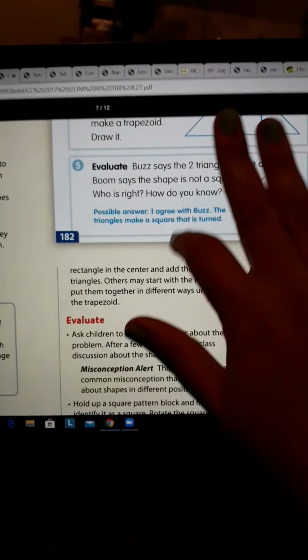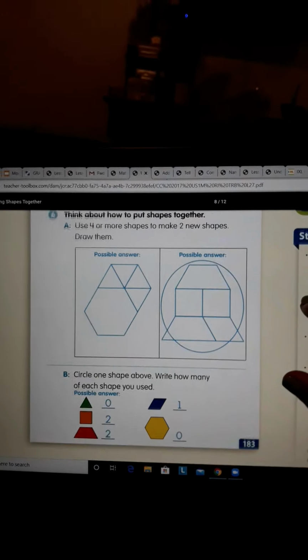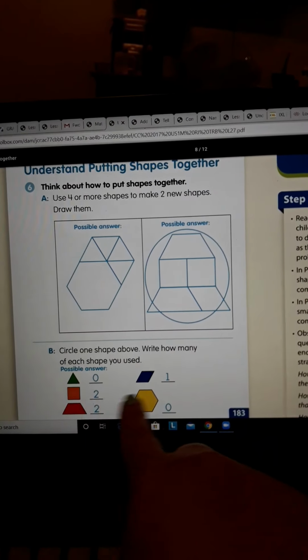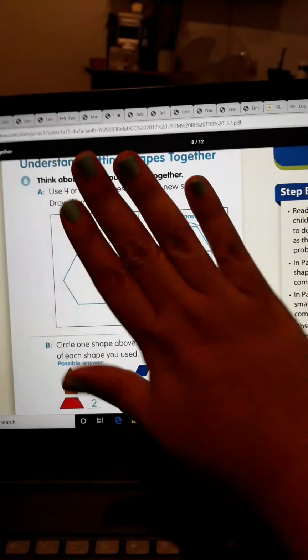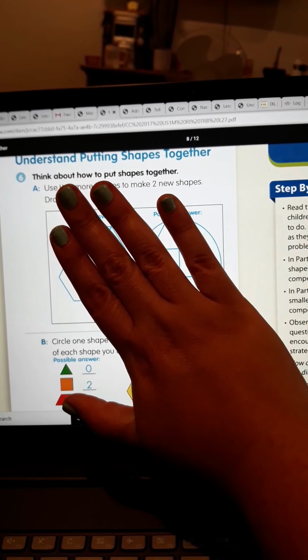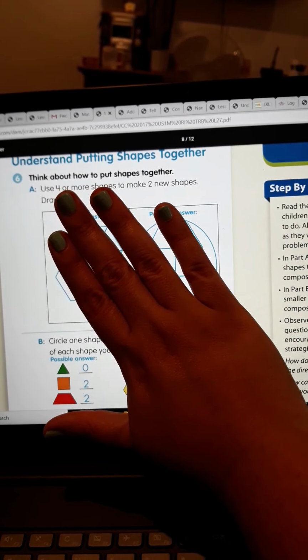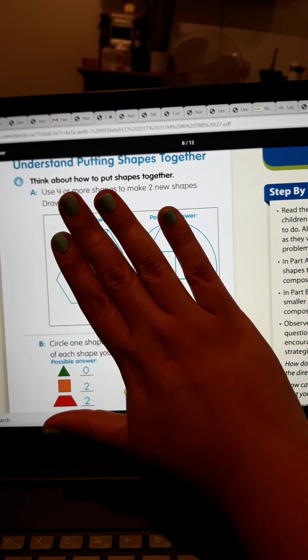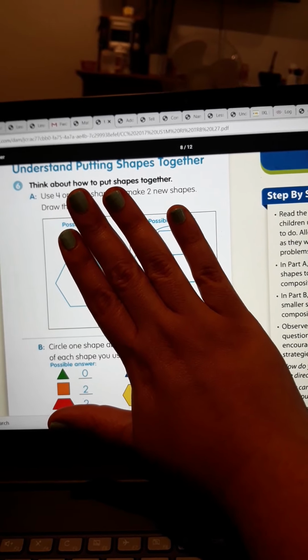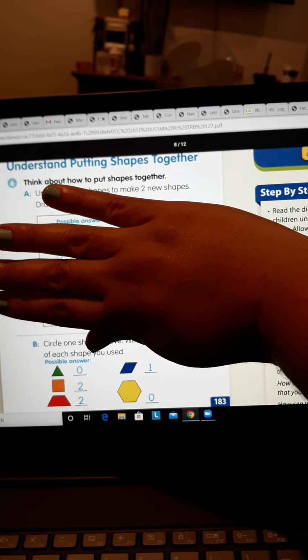So I use this. Now, for this one, it's asking you to create different shapes using these. So different things, like for example, what does that look like right there? These 3 shapes, what does that look like? It could be a rocket. You could turn around and make it a house. Yeah, you're going to use these shapes on the bottom to create 2 different shapes on the top.